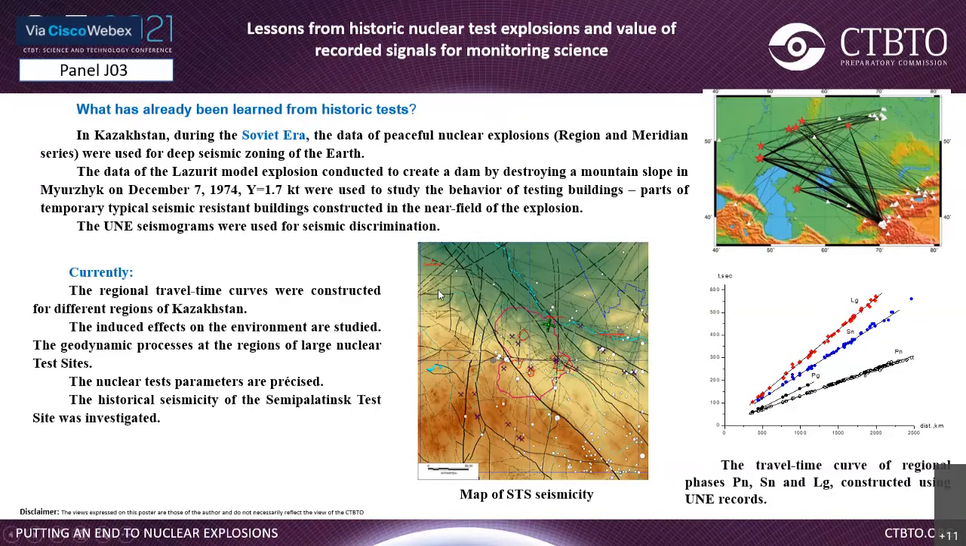The underground nuclear explosion seismograms were used for seismic discrimination. Currently, regional travel time curves have been constructed for different regions of Kazakhstan. The induced events, effects on the environment, and the dynamic processes of the region of the large nuclear test site are studied. The nuclear test parameters are refined and the historical seismicity of the Semipalatinsk test site was investigated.